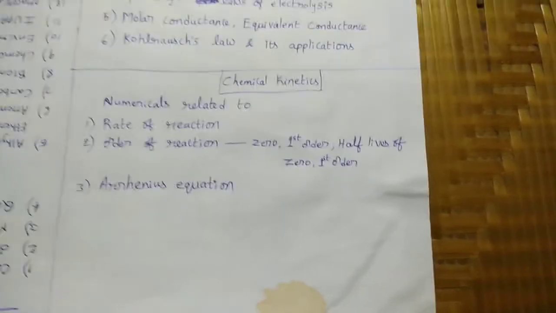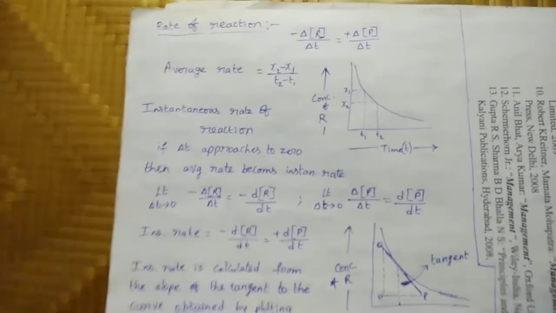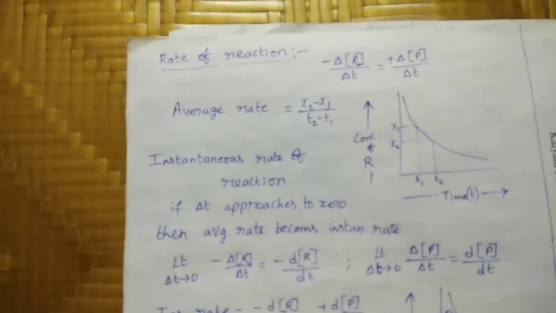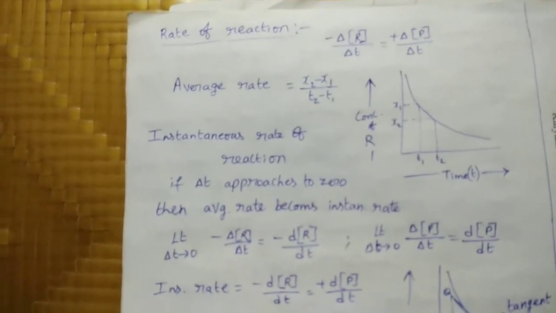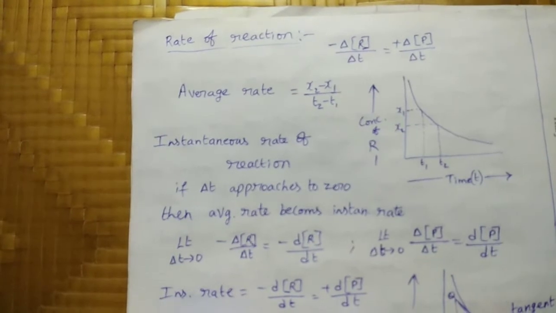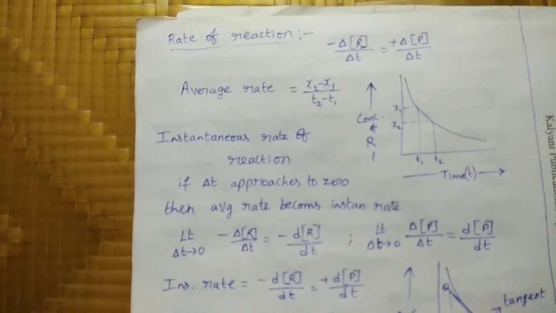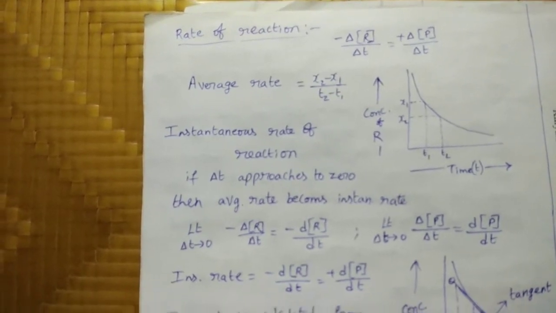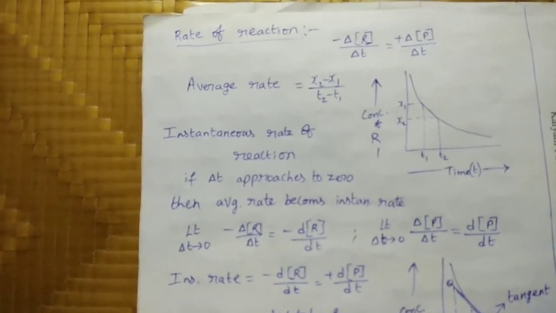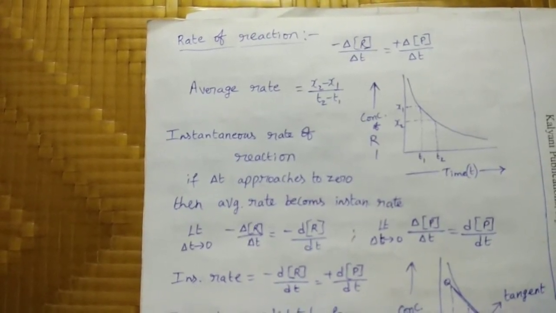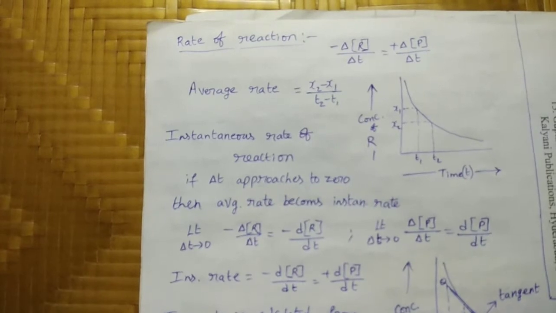Now, see this. In this chapter, first one is rate of reaction. Rate of reaction, I am telling briefly. Already you learned this one. Rate of reaction means the change in the concentration of the reactants or products with time is called rate of reaction, or with time the concentration of the reactants is decreased and concentration of the products is increased.